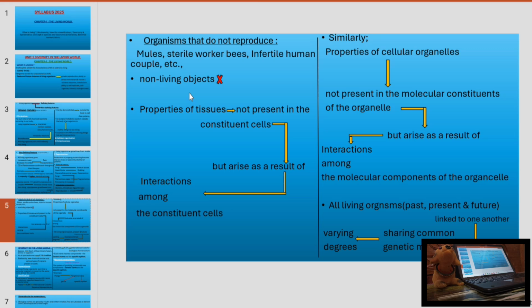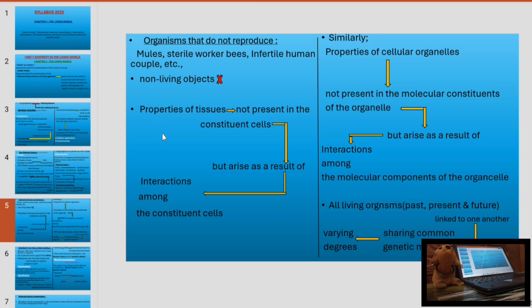If all living organisms can reproduce, it is said to be the unique or defining feature of the living organism. But here, since some of the living organisms like mules, sterile worker bees, infertile human couple, etc. cannot reproduce, but also they are living organisms, we say reproduction is not a defining feature or characteristic of living organisms, and no non-living objects can reproduce themselves. And this is on reproduction and non-defining features.